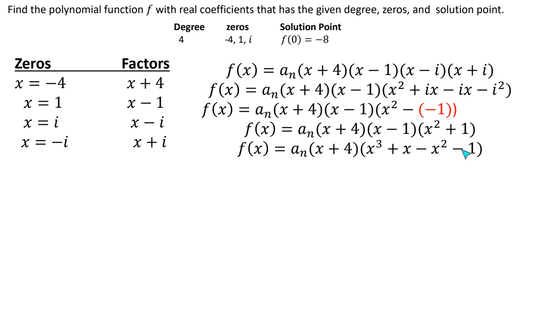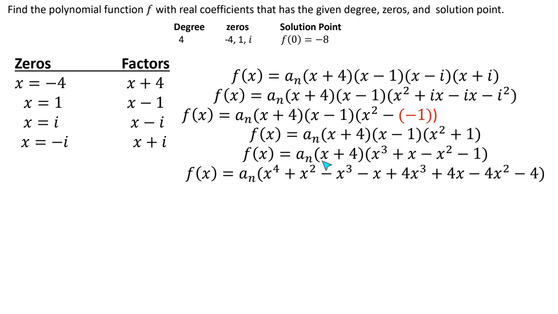And then we're going to need to multiply times this one here. So x times x cubed is x to the 4th. X times x is x squared. X times negative x squared is negative x cubed. X times negative 1 is negative x. 4 times x cubed. 4 times x. 4 times negative x squared. And 4 times negative 1.